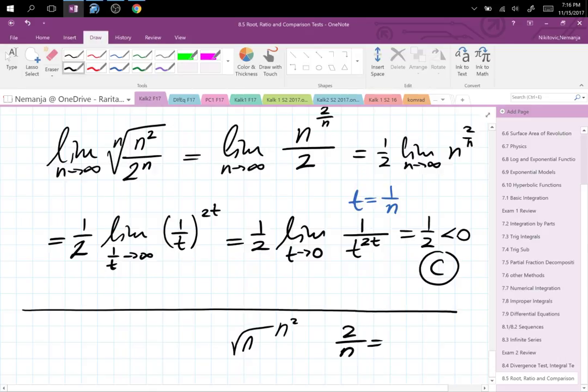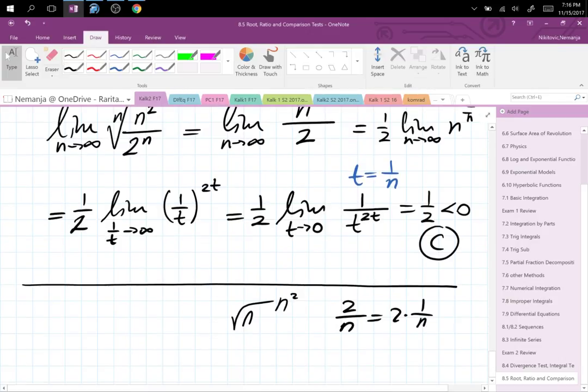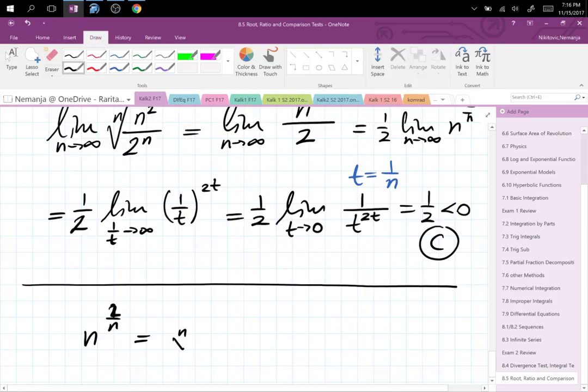2 over n is 2 times 1 over n. There's no half. Half would be 1 over 2n, and then a half gives you a square root. So we can rewrite it with a root. I'll write it out. If you have a term n to the 2 over n, this is the n-th root of n squared. That's what it is.